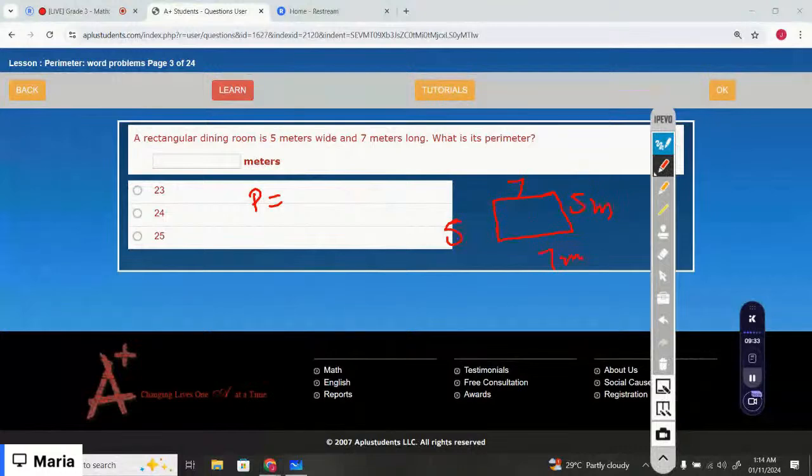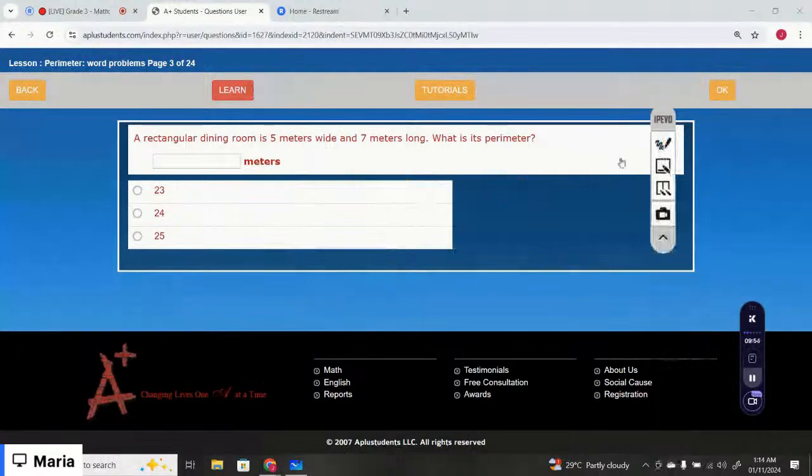So which is the correct option? You just have to add them. 7 plus 7 is 14 and 5 plus 5 is 10. 14 plus 10 is 24. The correct option is 24. Option number 2 is the correct option.